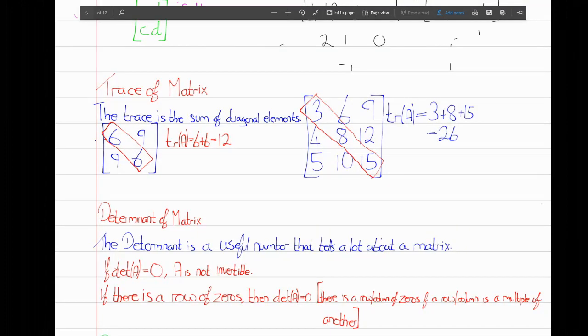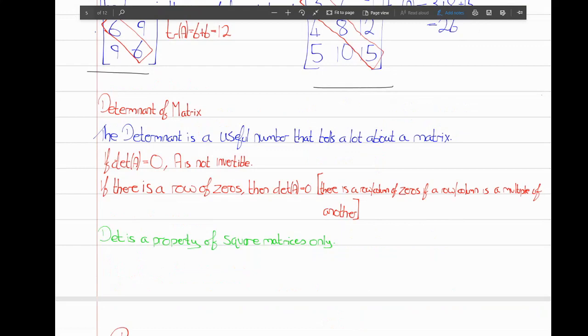So the trace of a matrix is simply the sum of its diagonal. So the trace of this matrix over here on the left is going to be 6 plus 6, it's 12. The trace of the matrix on the right is going to be 3 plus 8 plus 15, it's going to be 26. The determinant is a useful number that tells you a lot about a matrix.